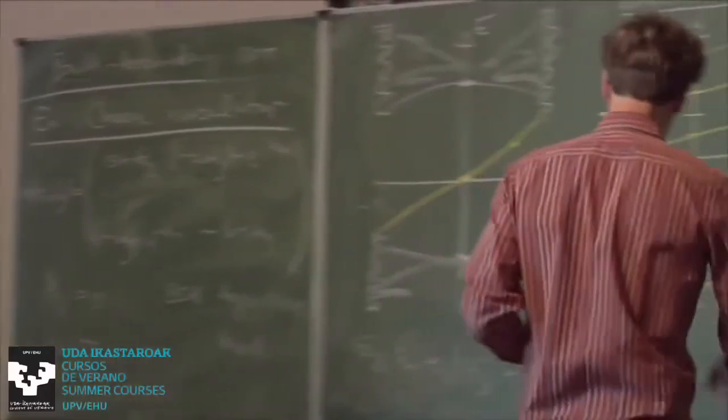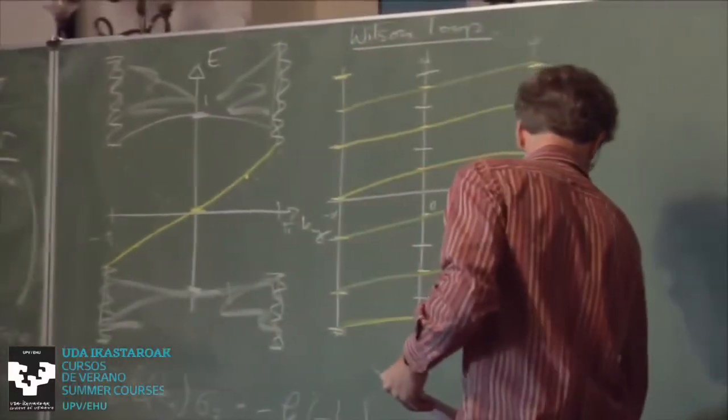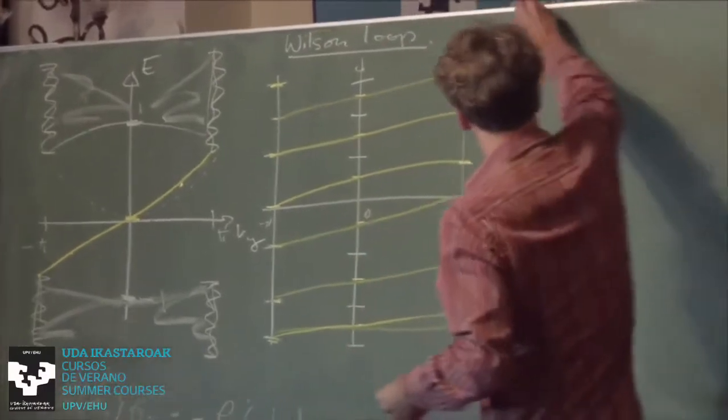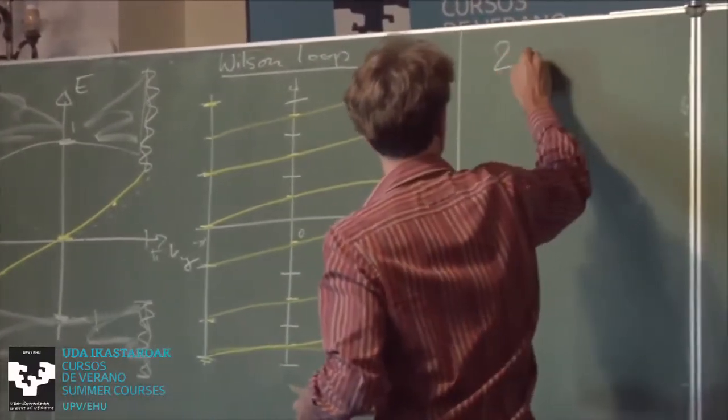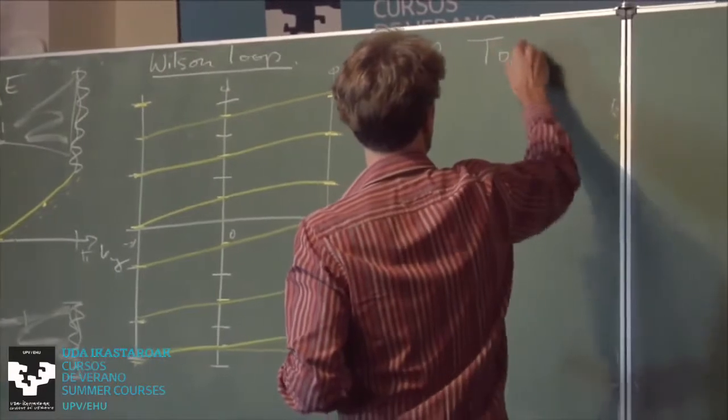Okay, so that was meant to be the end of the previous lecture. And now we come to the second part, which is on topological crystalline insulators.